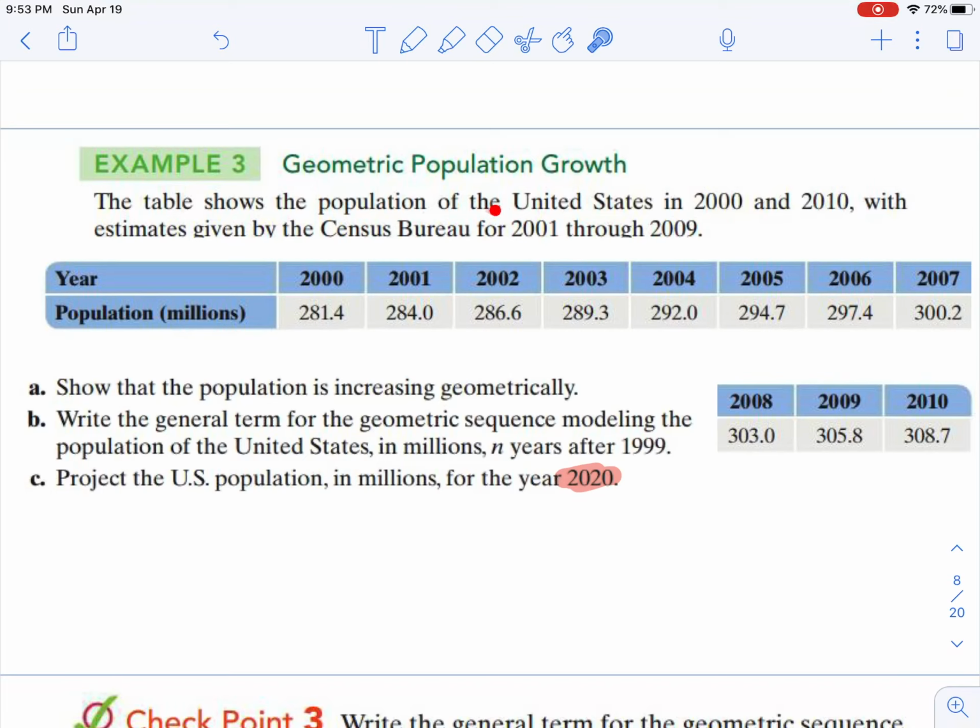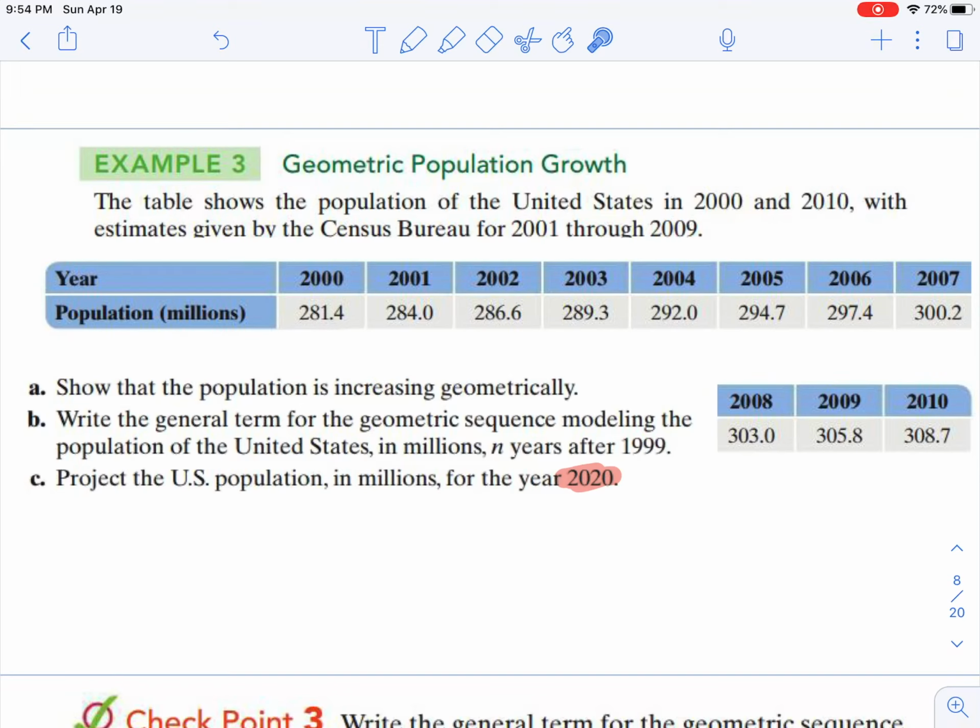The table shows the population in the United States in 2000 and 2010 with estimates given by the Census Bureau for 2001 through 2009. Why don't we specifically know what these numbers are? Well, the census is only given every 10 years. So we have 2000, 2010, and everything else in between is going to be speculatory. And this year we're going to find out what happens in 2020. So what they're going to do is try to find out what this ratio is, and then make a prediction for the future. So the first thing we're doing says show that the population is increasing geometrically.